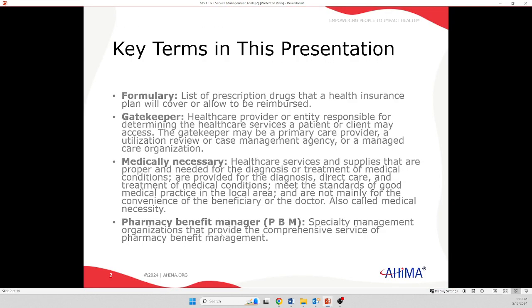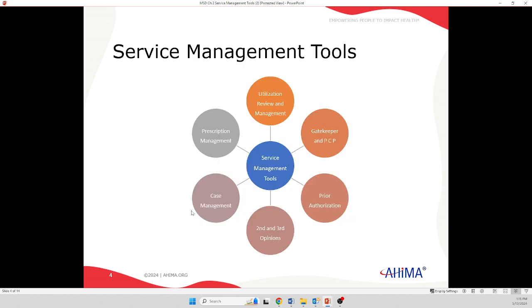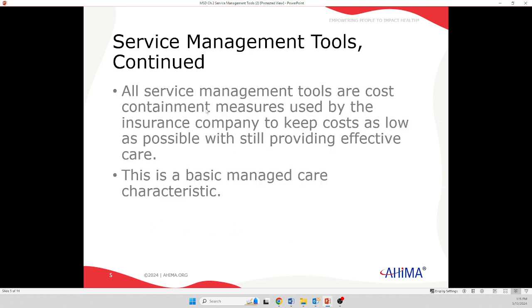This is another one. Again, formulary, gatekeeper, medically necessary, PBM, primary care, pre-authorization, utilization management. Make sure you know these terms. All of these are the service management tools. Make sure you know them. Make sure you know what they are.